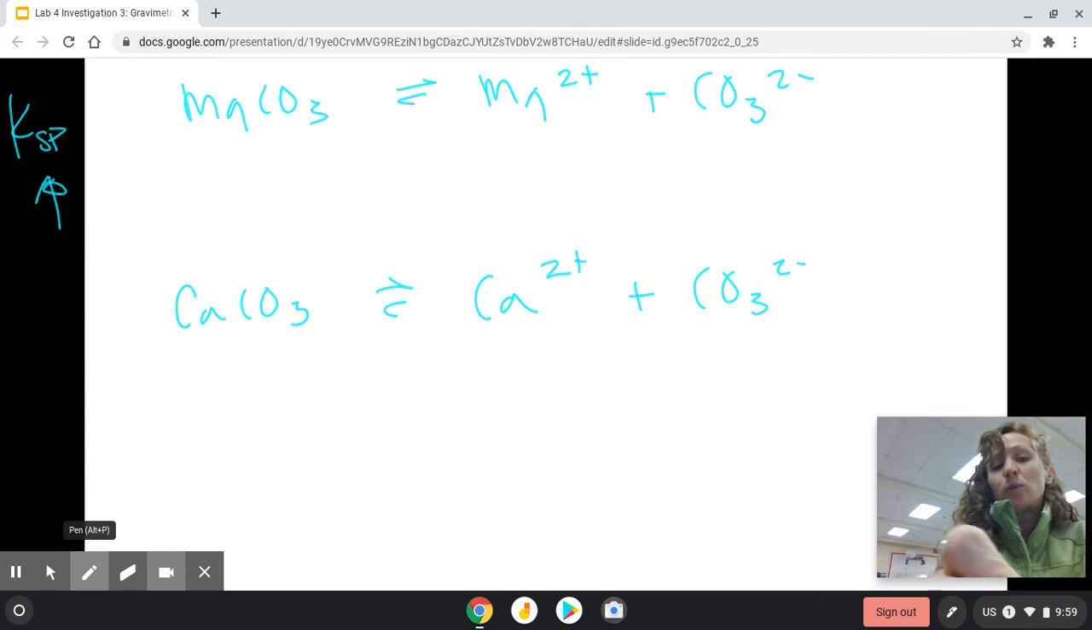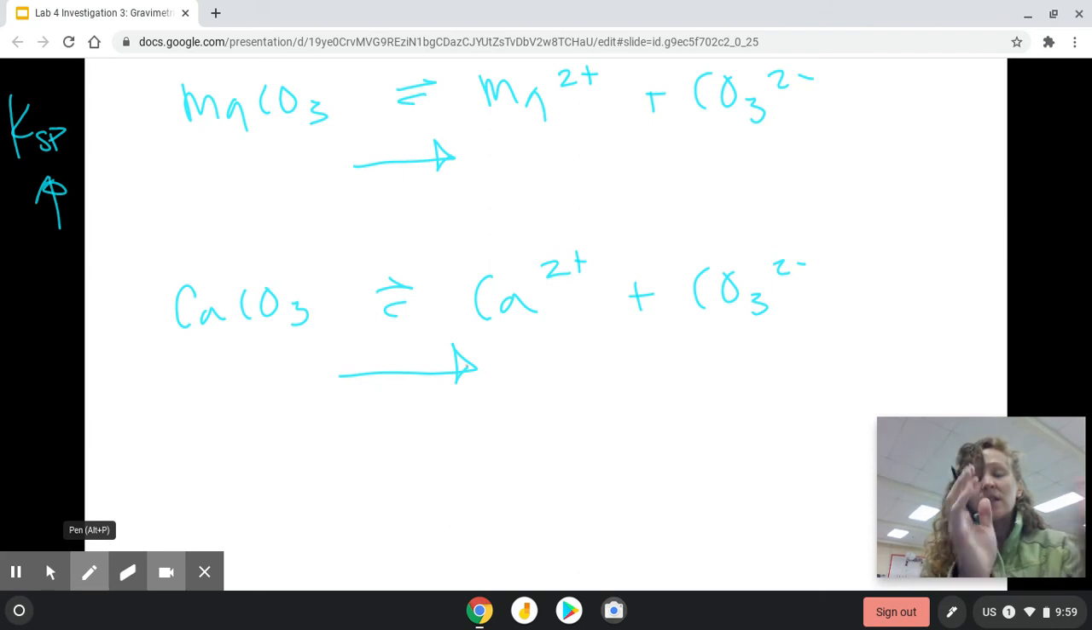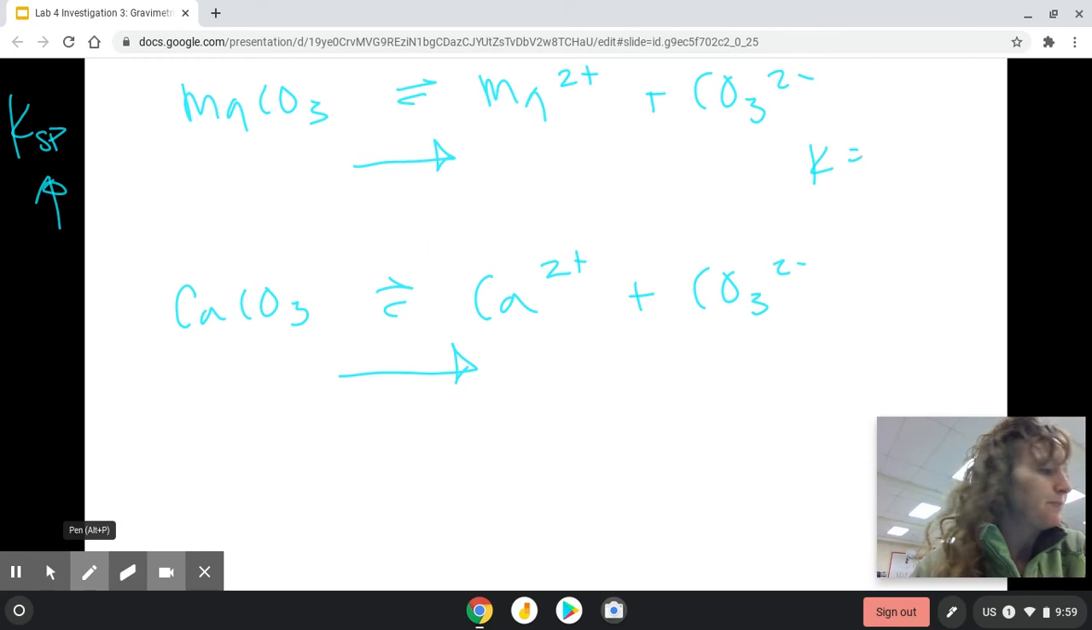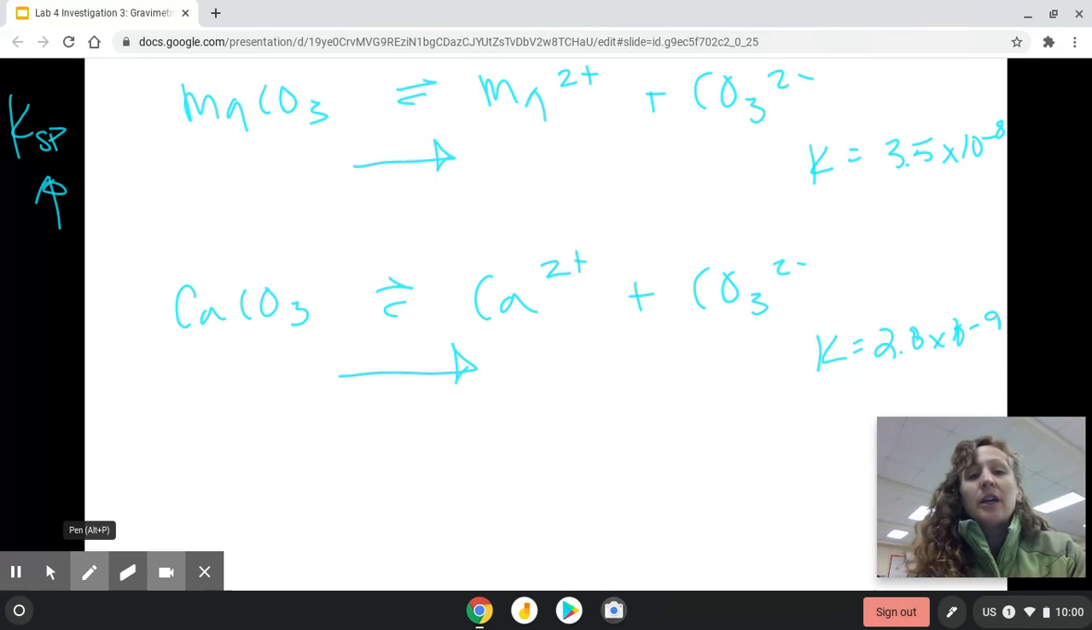So again, we want to know how much do these salts dissolve? How far do these salts fall apart and turn into ions? The Ksp values for both of these are given. The K for magnesium carbonate is 3.5 times 10 to the negative 8th. The K for calcium carbonate is 2.8 times 10 to the negative 9th. So the question is, can you look at the K and tell me which one is more soluble, or which one will produce more ions in solution?